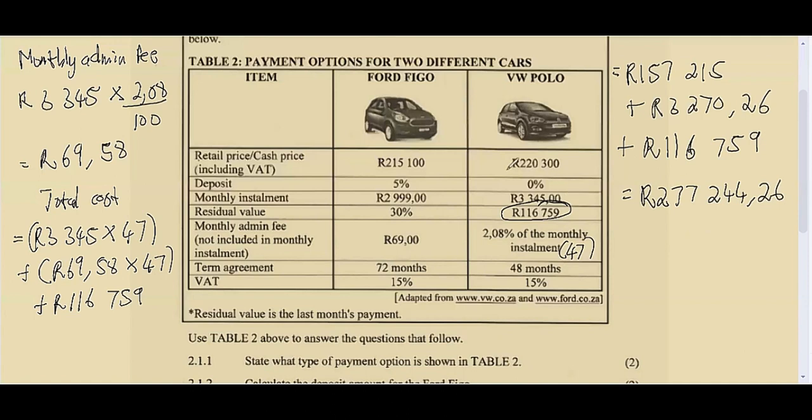So for the retail price, she would only pay 220,300, but now because she's opting for the monthly installment payment, she would pay 277,244.26, right? Which I would say is not really bad.